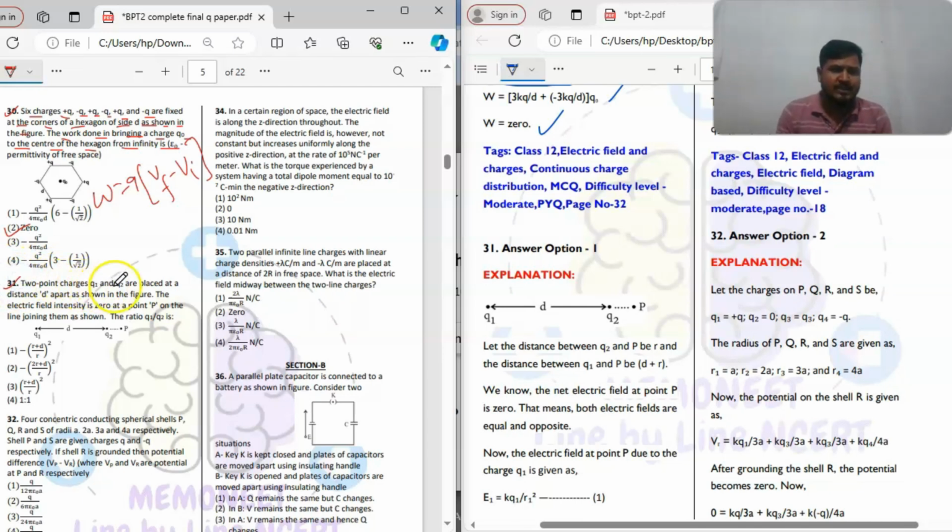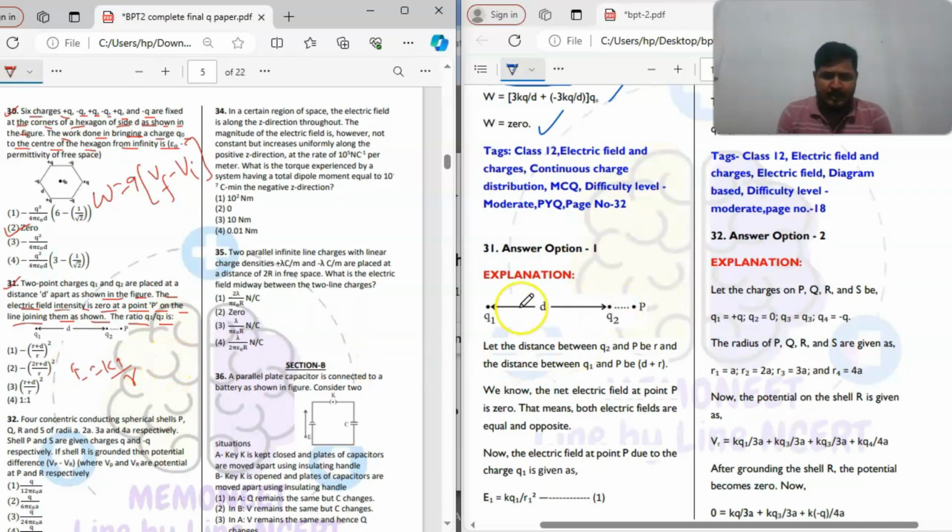Two point charges q1 and q2 are placed at a distance d apart as shown in the figure. The electric field intensity is 0 at a point P on the line joining them as shown in the figure. The ratio q1 by q2 is. You know, friends, which concept we are going to use here? That is the electric field due to a point charge. So what is the electric field due to a point charge? That is kq by r square. This concept we are going to use here.